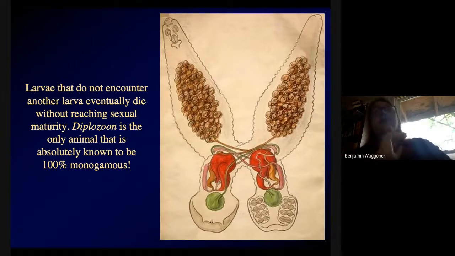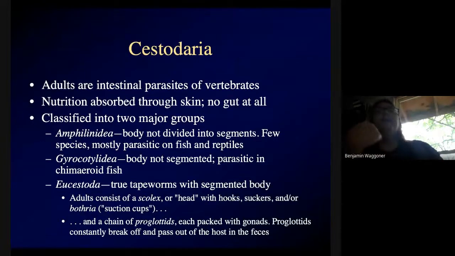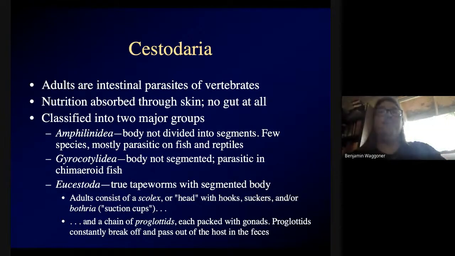Finally, Cestidaria are intestinal parasites of vertebrates. There's no gut whatsoever. You've got three major groups, not two. That's a typo. Amphilinids are not divided into segments, and they mostly live in the body cavities of fish and reptiles. Gyrocotilids, the body's not segmented, and these are parasites of chimeras. That's a group of fish somewhat related to sharks. They're sometimes called rabbitfish, ratfish, things like that.